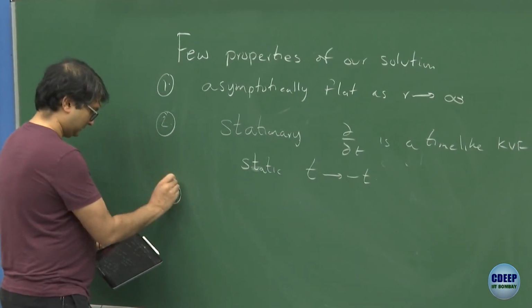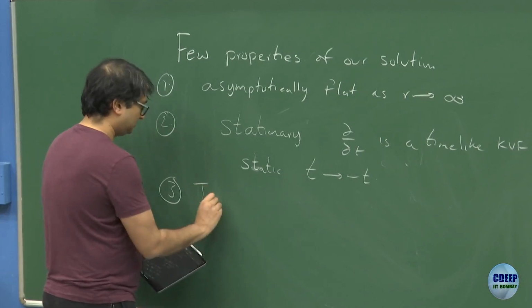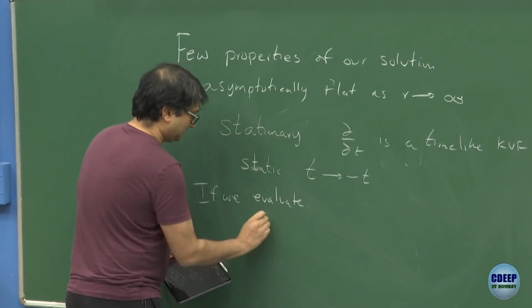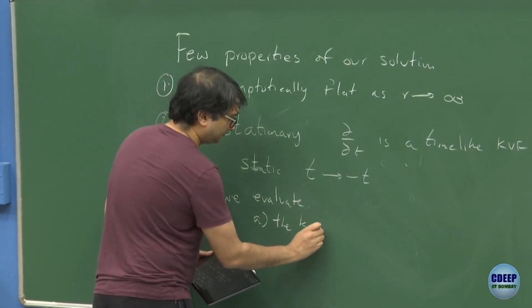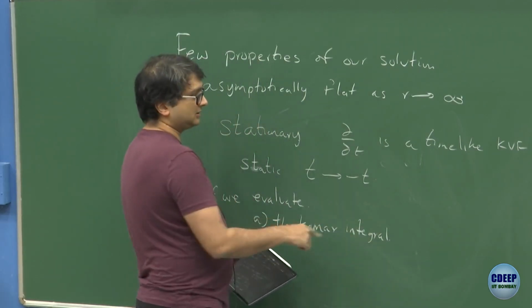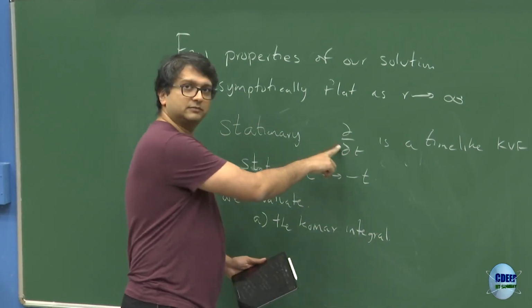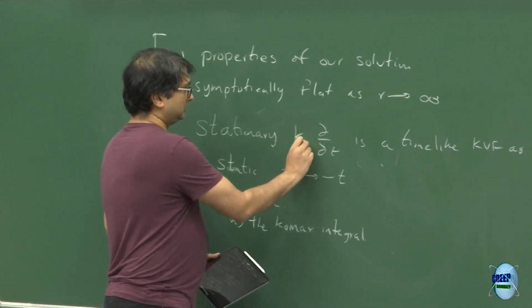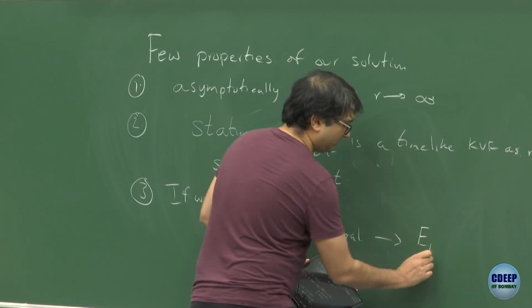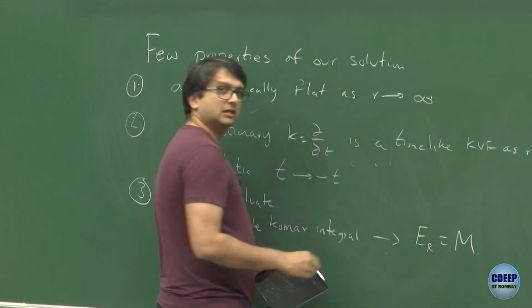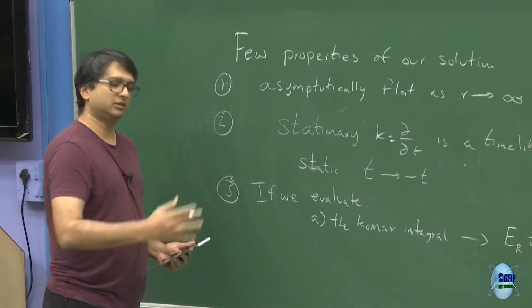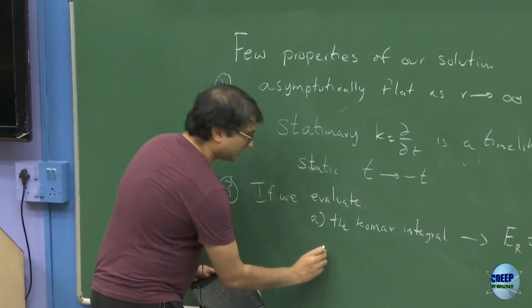And third, if we evaluate the Komar integral, which is defined because we have this time-like Killing vector field as r goes to infinity, then we'll get that E_R is just M. So this parameter M that's in our metric has the interpretation of being the mass or mass energy of our configuration. And secondly, we can evaluate the charge.